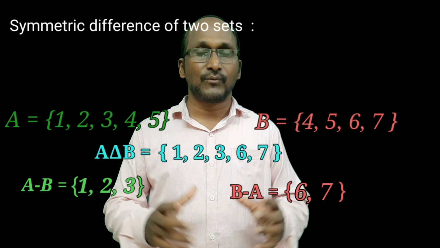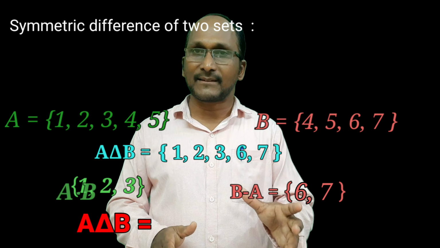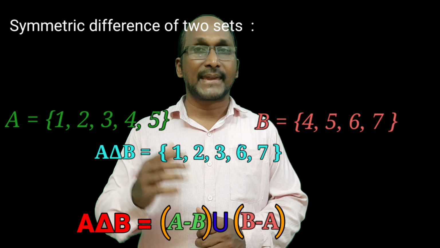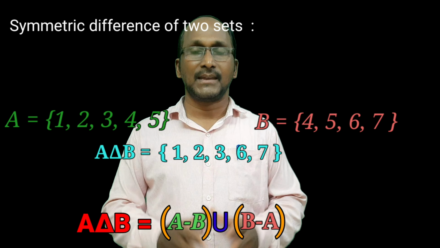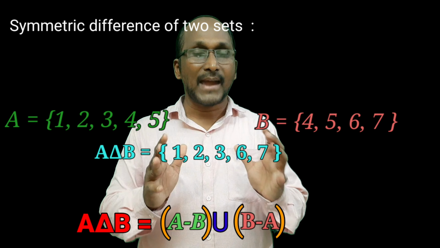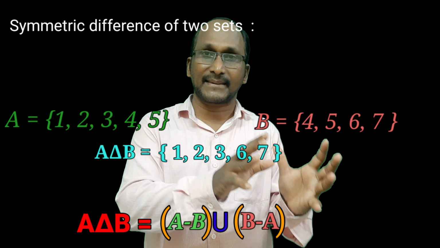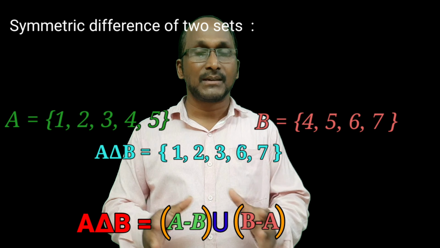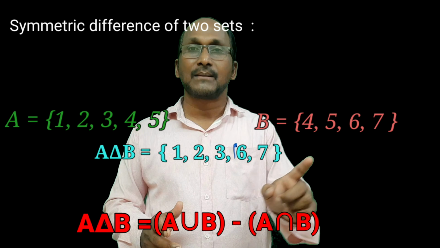So from this we can understand that A delta B is equal to A minus B union B minus A. And also we can define the set A delta B in another manner. Here, if you observe, we have taken all the elements from the first set A and from the second set B, leaving the common elements. So, A delta B can also be defined as A union B minus A intersection B.